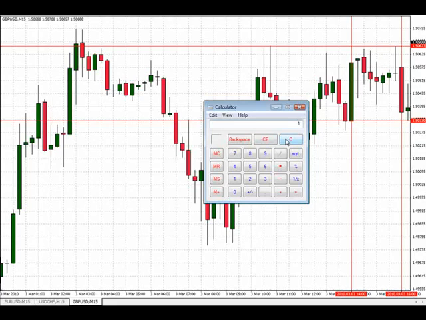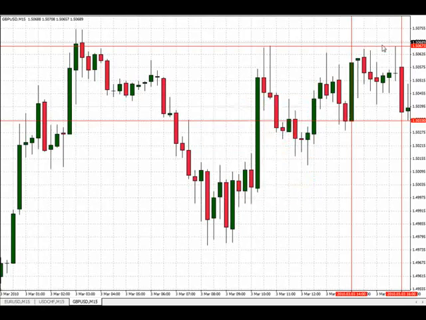So we've got 1.5067 is the high point, minus 1.5033 is the low point. So we've got a 34 pip spread in between these 2 lines. This is a good place to place our orders. So we would place our buy order on this line at 1.5067, and we would place our sell order at 1.5033.